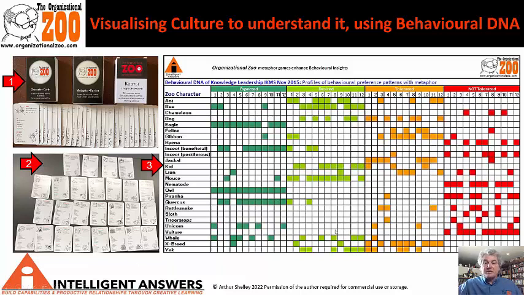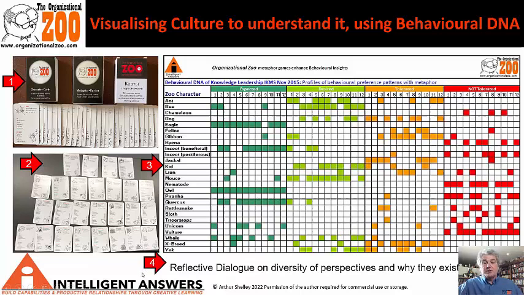So that there is the behavioral DNA of a particular situation, done by a group at a creativity conference some years ago. Then the final step is you sit down and talk about it. Don't just do the activity and then move on. You need to have this reflective dialogue around, why do we have a diversity of perspectives? What does this mean? Can we learn from that? Do we understand why we're connected? And also why we're sometimes in conflict.